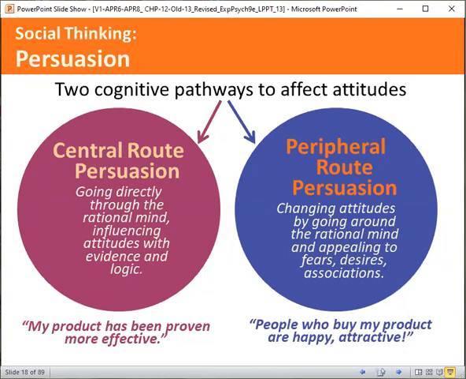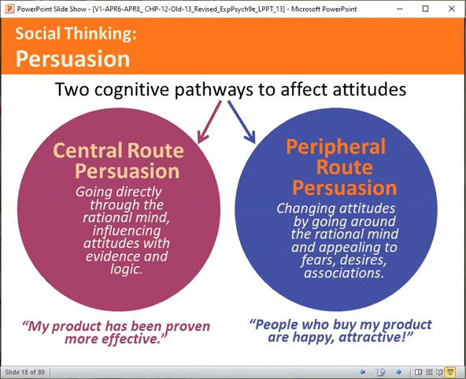So basically what it comes down to is this. You may have heard of this term before, and I'm sure you have. We have to win people's hearts and minds, okay? Hearts and minds. The mind is the central route of persuasion. The heart is the peripheral route of persuasion.